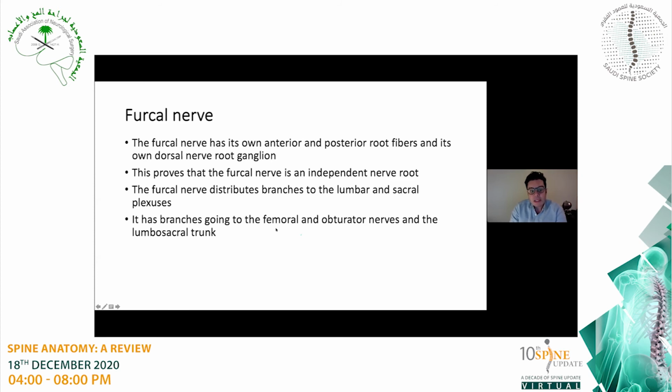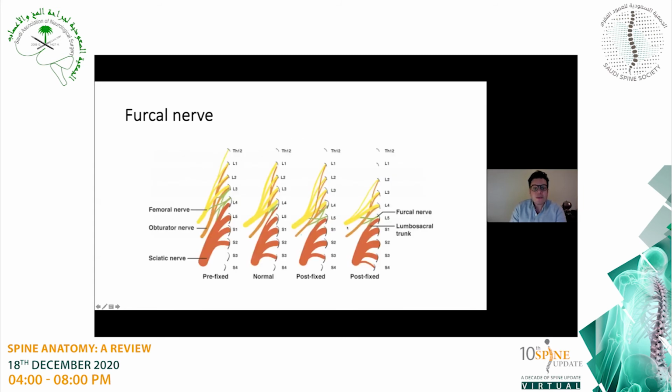Maybe radiologically they will look the same, and we'll come to the radiological examination of both. It has branches going to the femoral and anterior nerve and to the lumbosacral trunk. As we see here, this is the lumbosacral trunk. In green, we have the furcal nerve, which is an independent nerve connecting the lumbosacral plexus.